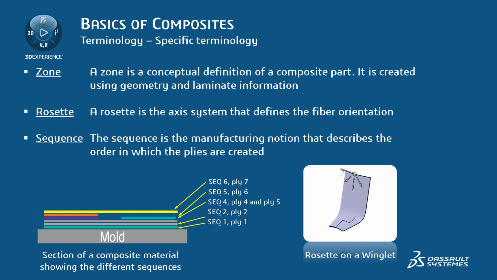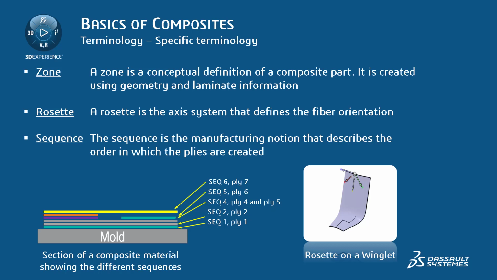In that case, the solid is sliced to create plies. It is used for monolithic parts or re-engineered metallic parts. Zones are created using geometry and laminate information. A rosette defines the referential in which the fiber direction of plies will be defined. It is computed from a 3D axis system to a given location on a surface of the composite part.